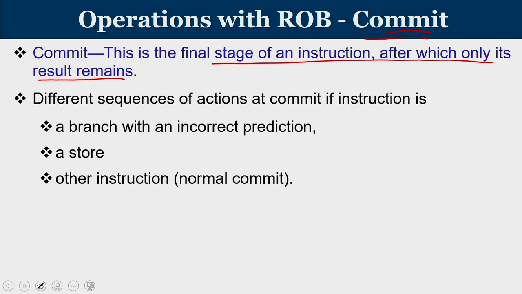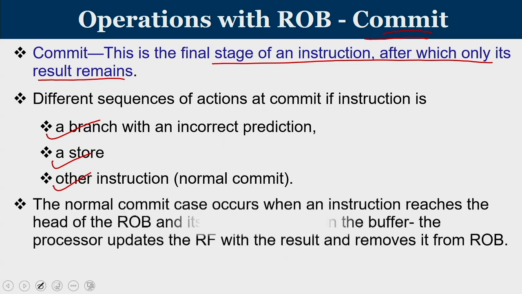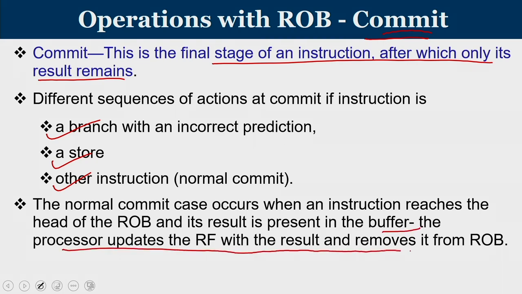And there are different sequences of action that you have to do for a commit operation. If it is a branch instruction, you have to do certain things. If it is a store operation, you have to do certain things. Or if it is any other operation, that is also what you have to do. The normal commit case occurs when an instruction reaches the head of the reorder buffer and its result is present in the buffer. The processor updates the register file with the result and removes it from the reorder buffer.